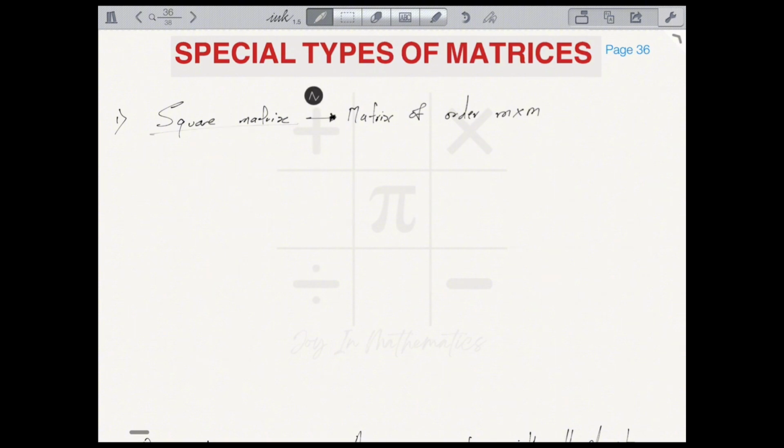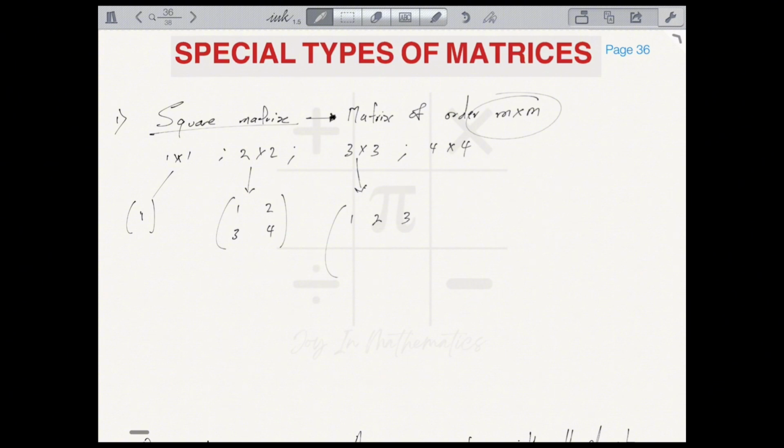This one is a kind of matrix that has an order of m by m. So it can be a 1 by 1 matrix. Okay, it can be a 2 by 2 matrix. It can be a 3 by 3 matrix. It can also be a 4 by 4 matrix. So these are square matrices. The 1 by 1 matrix, we can just say this is 1. A 2 by 2 matrix example is 1, 2, 3, 4. Right? And a 3 by 3 matrix example can be 1, 2, 3, 4, 5, 6, 7, 8, 9.